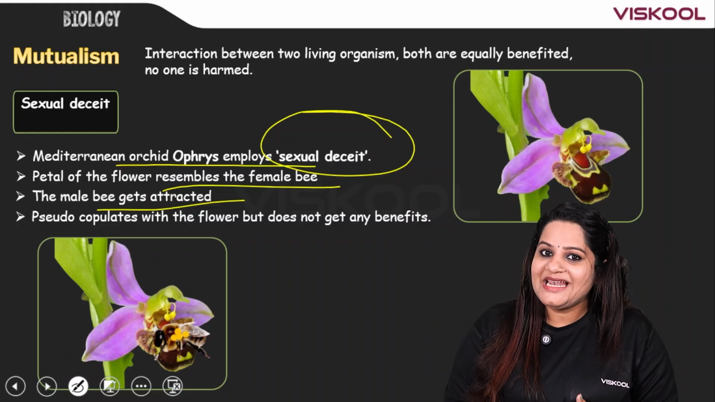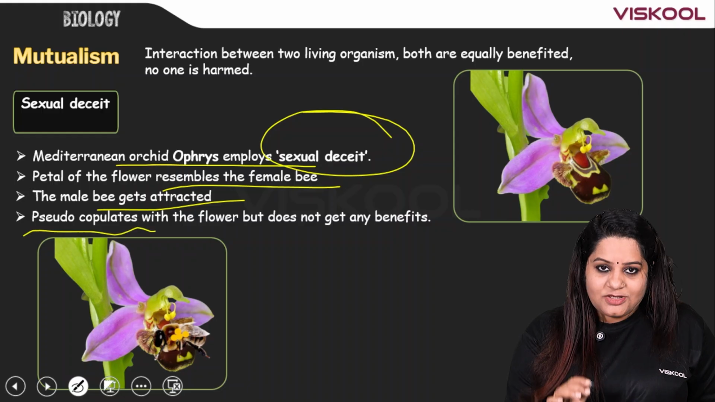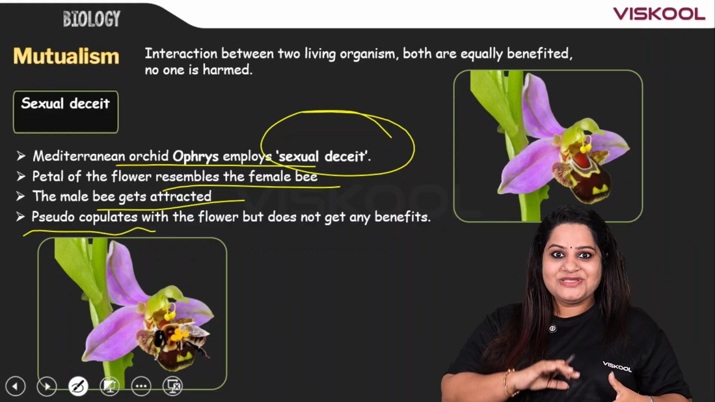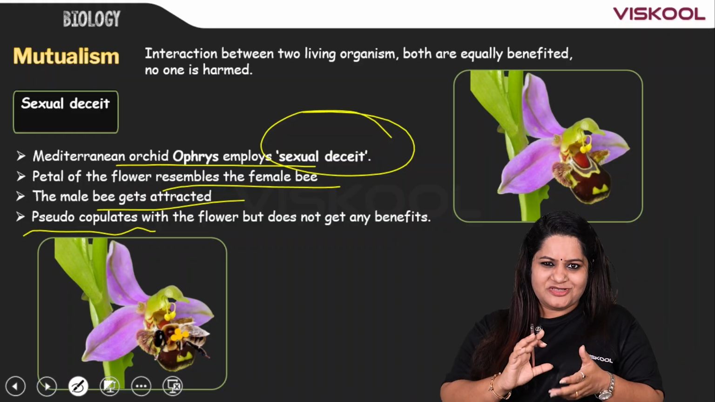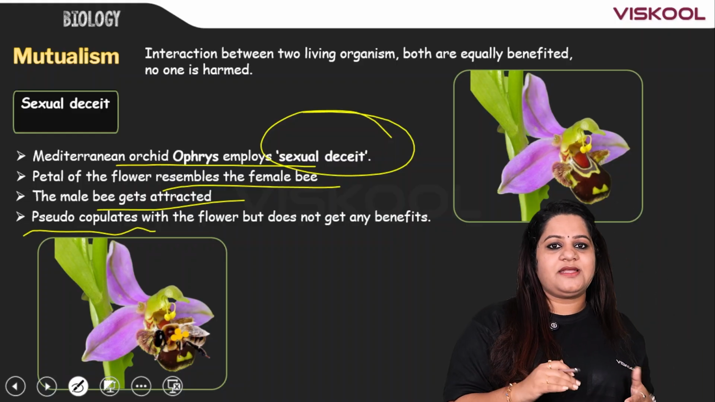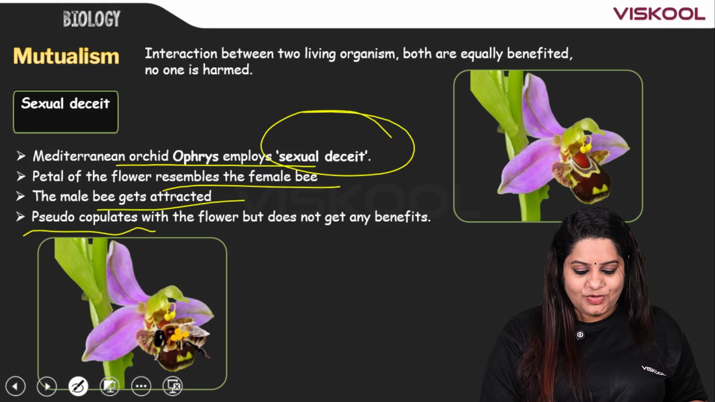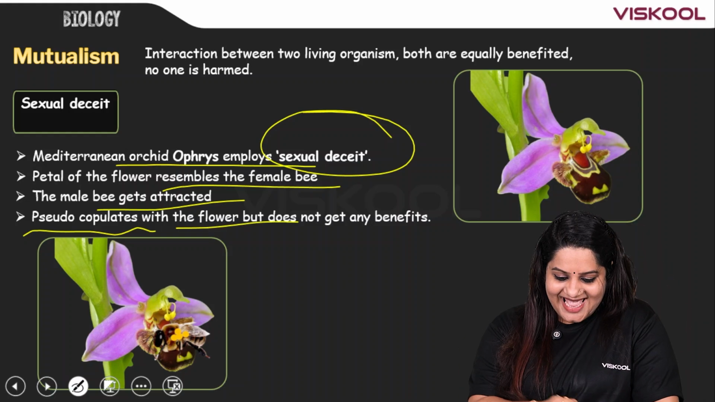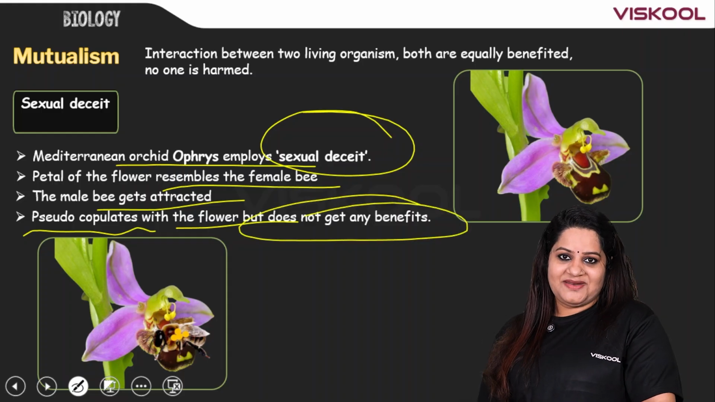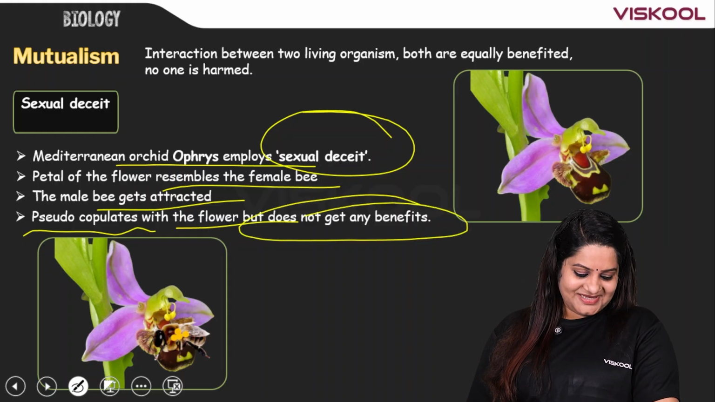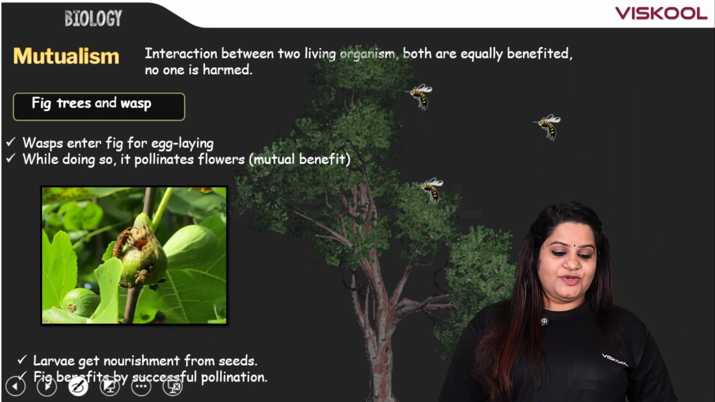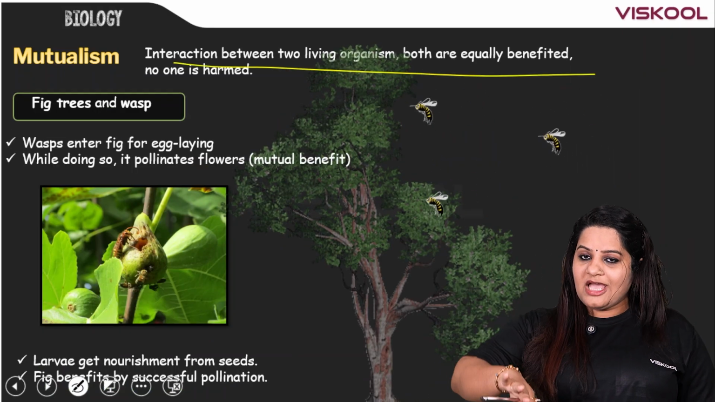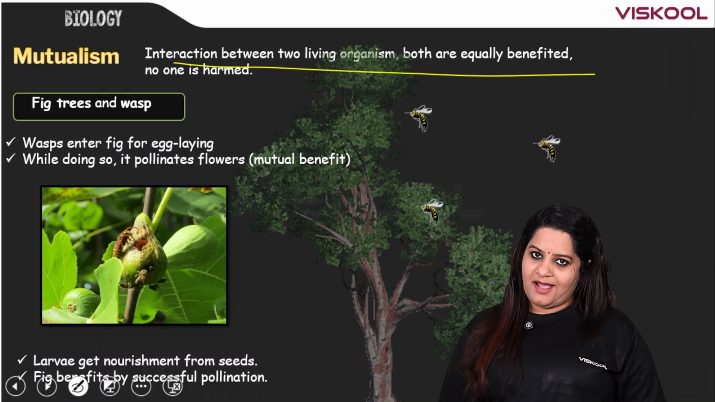By whom? Our male bee. And it tries to copulate with that flower. That is known as pseudo-copulation, false copulation. Does the copulation take place there? No. So that is known as pseudo-copulation, and it pseudo-copulates with the flower and does not get any benefit. Understand? Mutualism: interaction between two living organisms. Both are equally benefited and no one is harmed here.